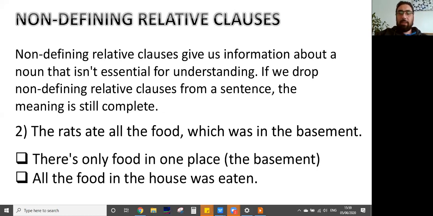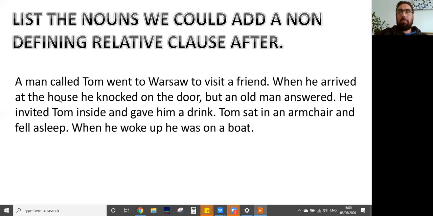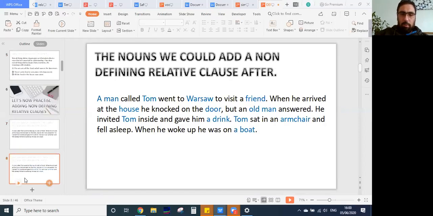Okay, excellent. Now we're going to practice adding extra information. Here we have a very, very short story, and we're going to try to add some information to this story. A man called Tom went to Warsaw to visit a friend. Actually, I think I changed the noun.